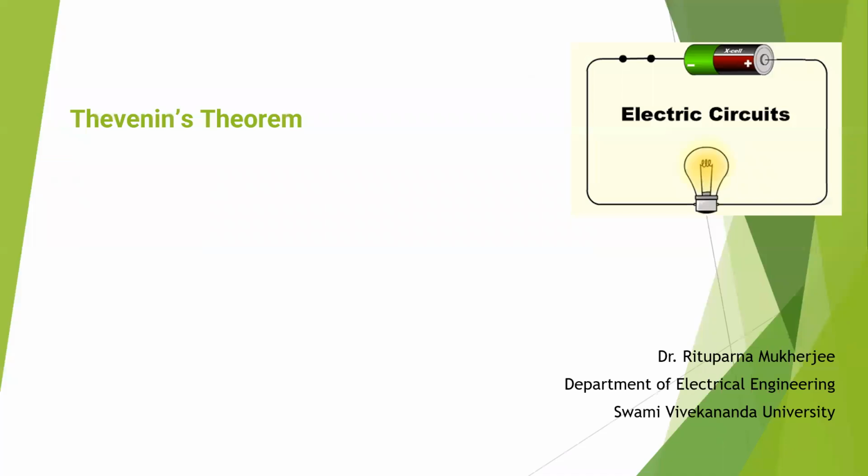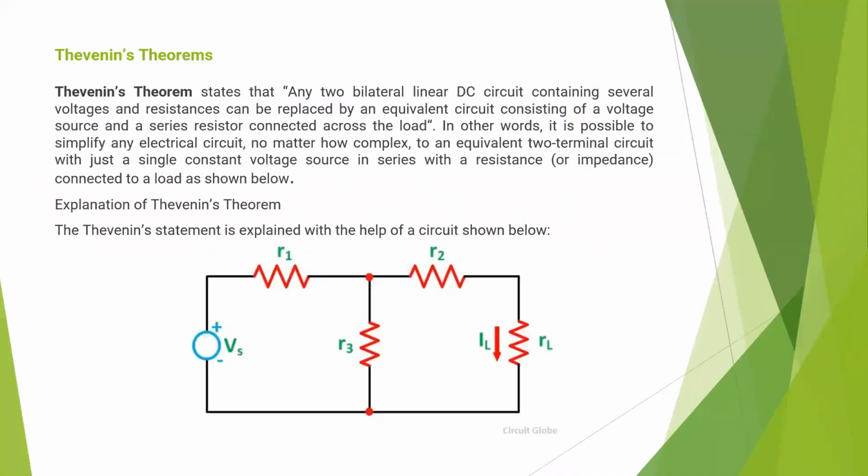So today our topic is Thevenin's theorem. So what is Thevenin's theorem? Thevenin's theorem states that any two-terminal bilateral linear DC circuit containing several voltages and resistances can be replaced by an equivalent circuit consisting of a voltage source and a series resistor connected across the load.